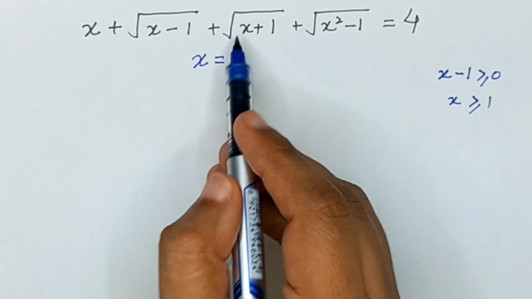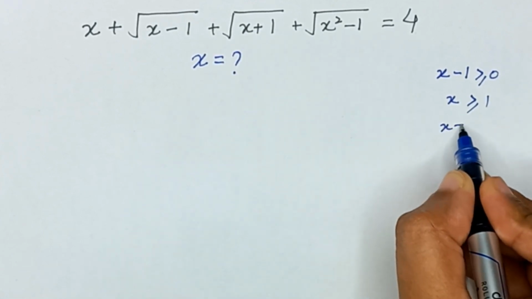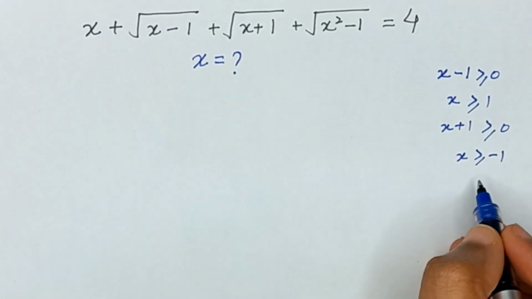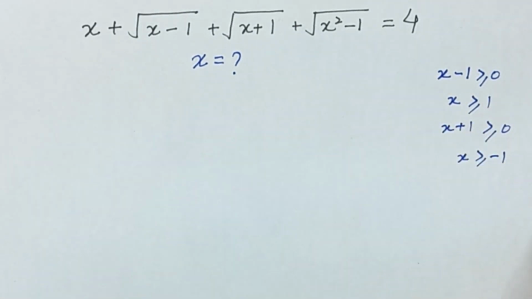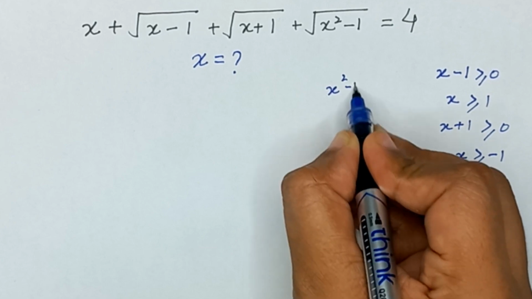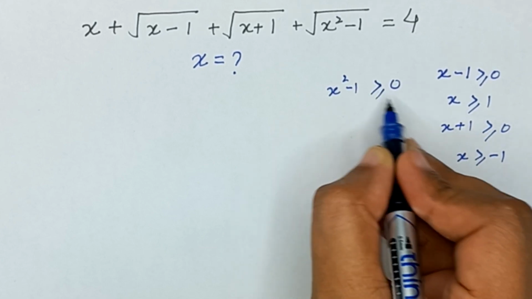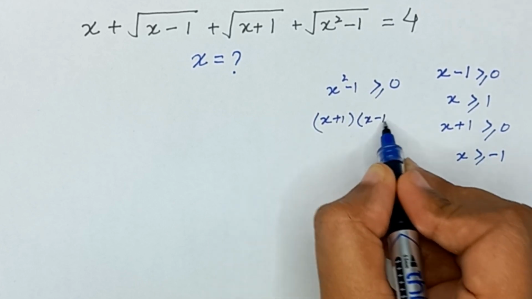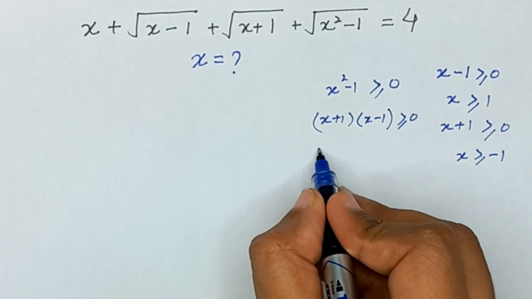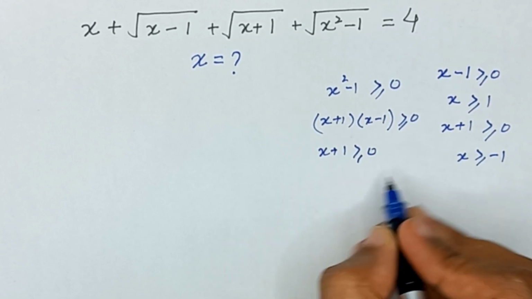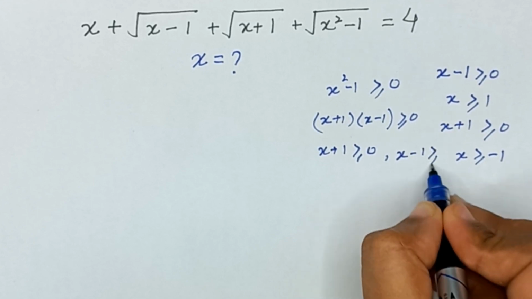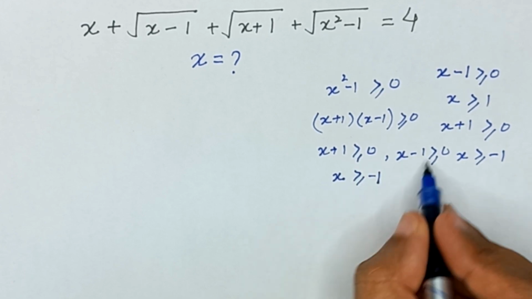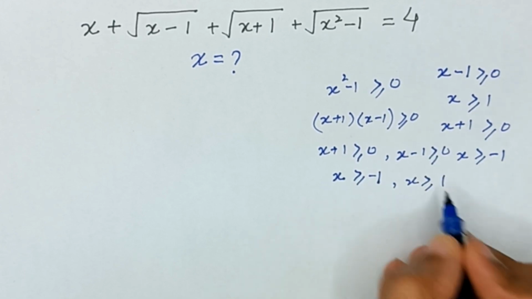Similarly, here square root of x plus 1, so x plus 1 will also be greater than or equal to 0. So from here x will be greater than or equal to minus 1. And here we have x square minus 1, and it will also be greater than or equal to 0. So x square minus 1 is the same as x plus 1 times x minus 1, and it is greater than or equal to 0. So x plus 1 will be greater than or equal to 0 and x minus 1 will be greater than or equal to 0. From here x will be greater than or equal to minus 1, and from here x will be greater than or equal to 1.